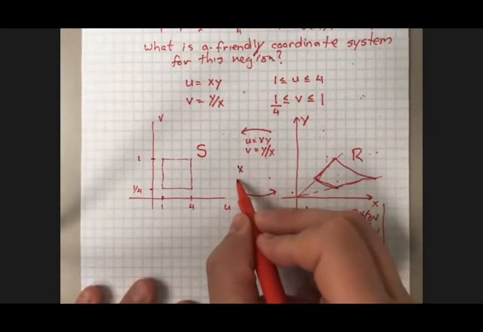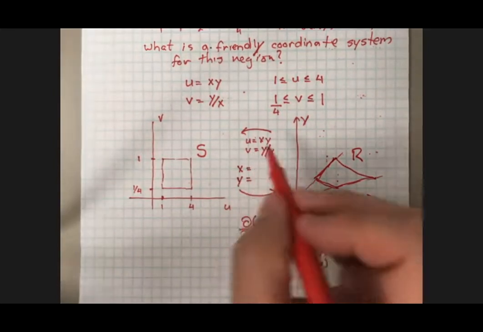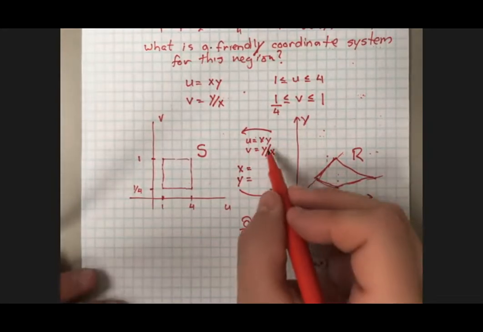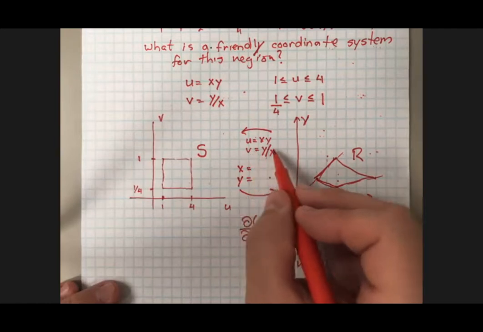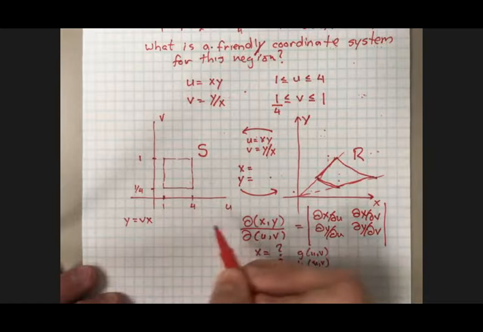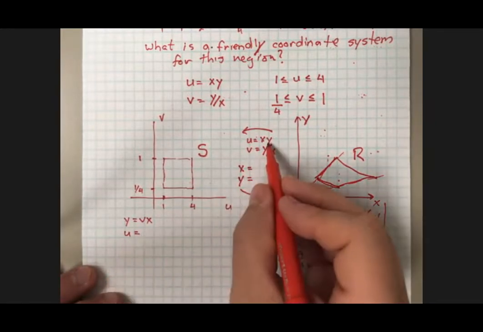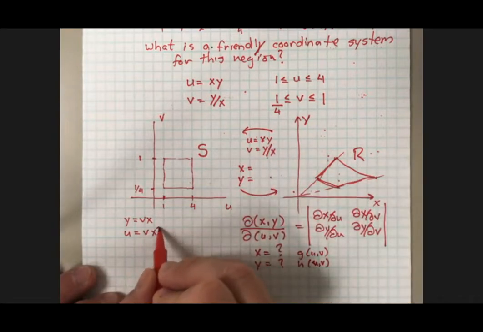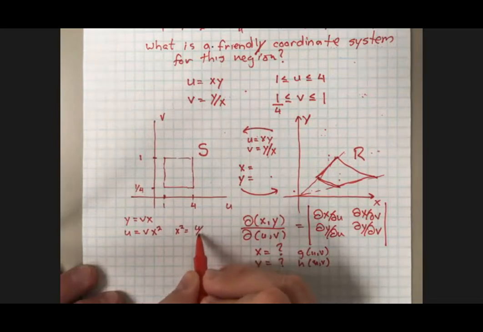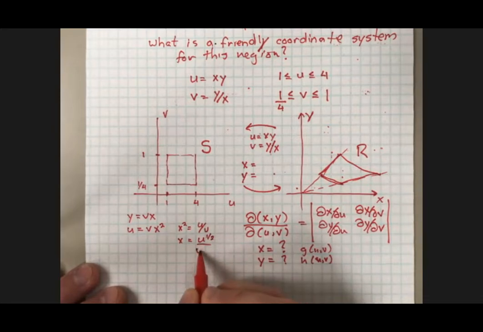So where am I going to get formulas for X and Y in terms of U and V? I'm going to have to do some algebra right here. Maybe I can do some U substitution. Maybe I could, well, not U substitution, maybe I could just do some straight substitution. Let's say Y is equal to V times X. So if I insert that into here, then I get U is equal to V times X squared. So I get X squared is U over V, or X is the square root of U over the square root of V.